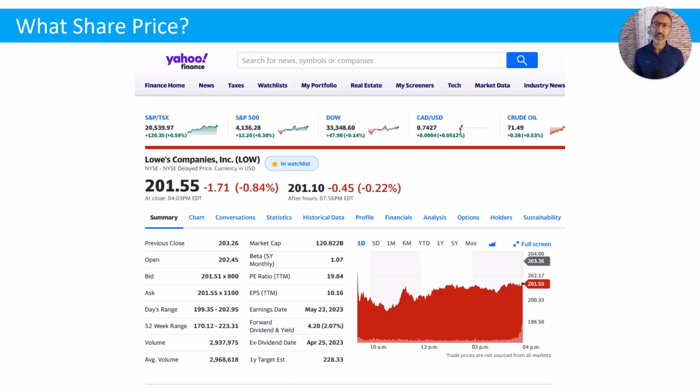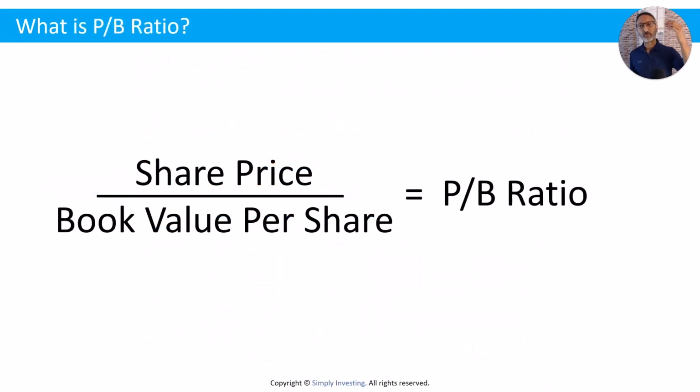So let's take a look at, as an example, Yahoo Finance. You can type in the company name, you can search by company name, or you can search by the stock symbol. So here on the screen, we're looking at Lowe's, and you can see that the stock price as of this recording is $201.55. So that covers the first part of our formula, which was the stock price or the share price.